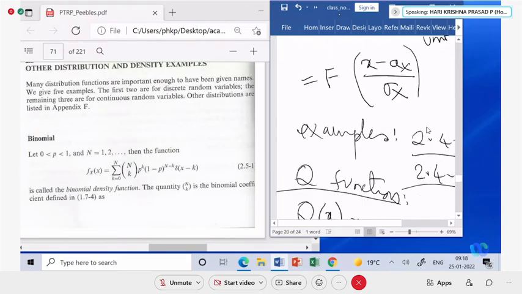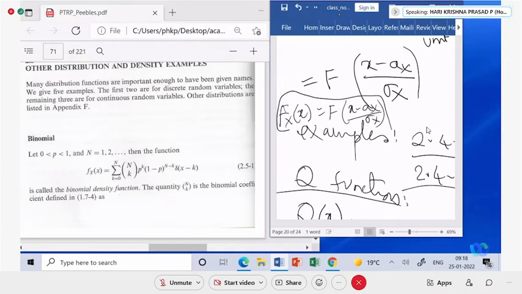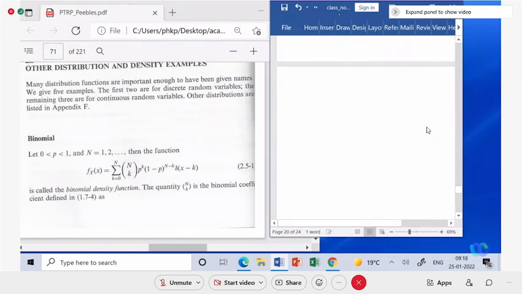Why I am searching for this is, I should write down here as fx of x equal to f of. To supplement this, I am looking for the content. Okay. Now, here, okay, let me write down.